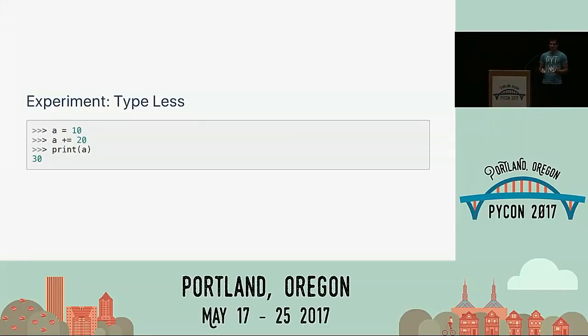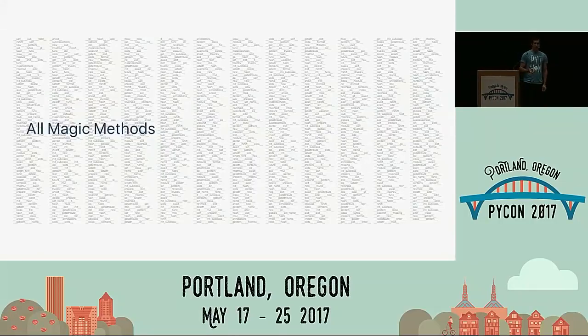Now, what if we make it even shorter? You just type A plus 20, and there you have the new value of A. Magic methods let you do that. And by typing less, you save yourself a lot of finger ache in the future. Okay, how do we do this? What I hear a lot when I talk about magic methods from people is there are too many magic methods.